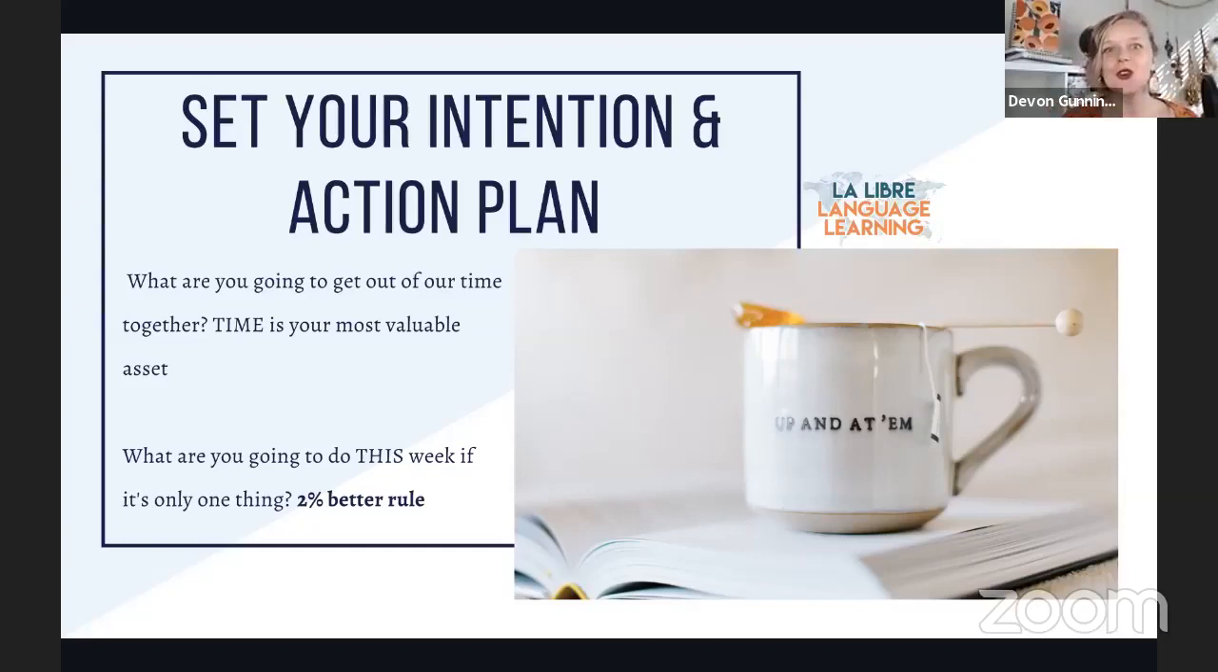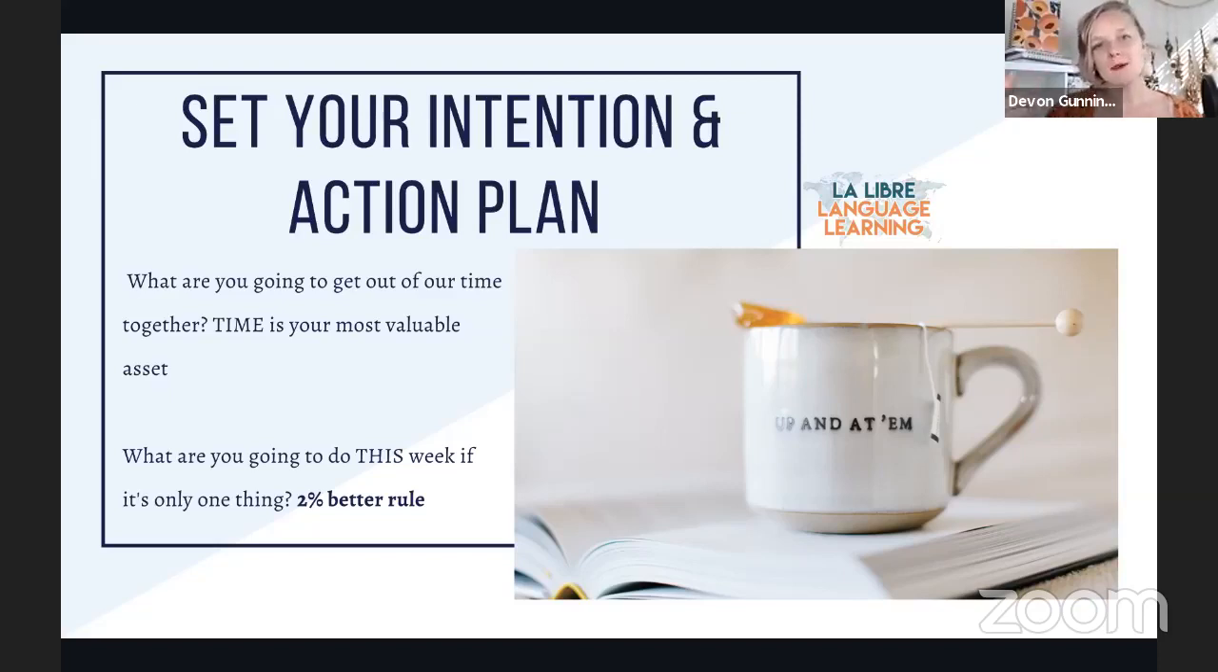And this is my new favorite theme of the 2% better rule, because I'm going to ask you again at the end of class, so make sure you remember it. You don't have to remember it. I'll remind you, but be thinking about it as we learn together today. The question is, what are you going to get out of our time together? Why are you here? What is the burning question that you might have about proficiency-oriented teaching? Or maybe you're just curious and you're just ready to learn something new.